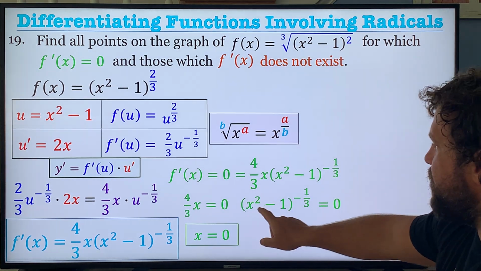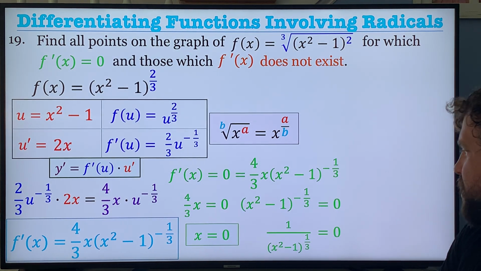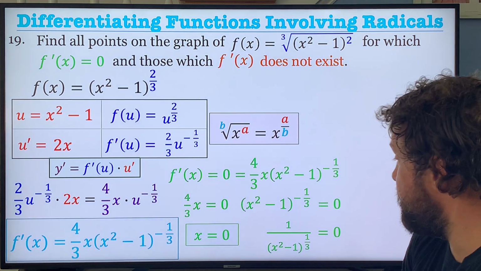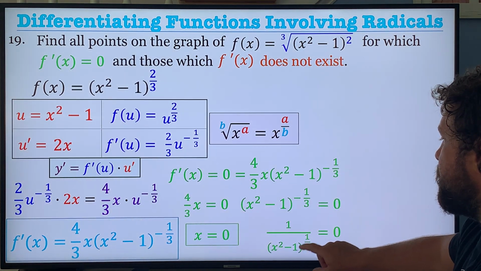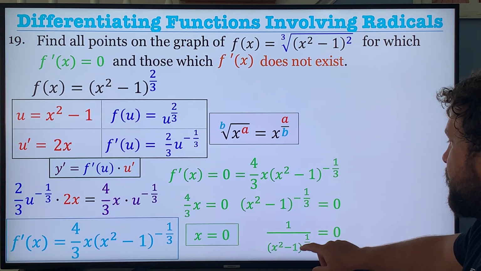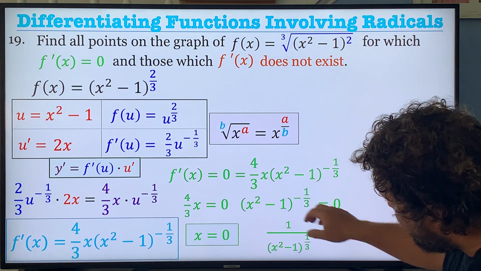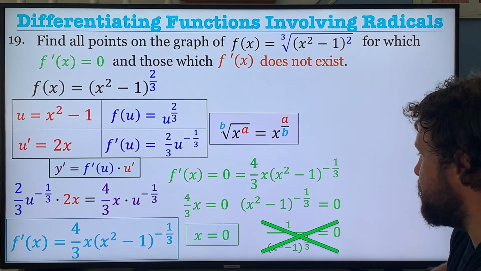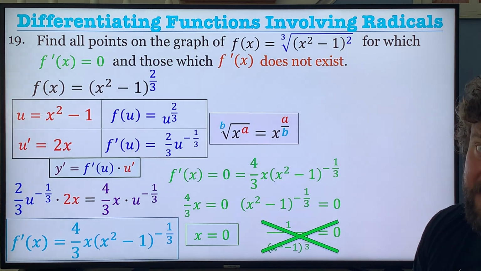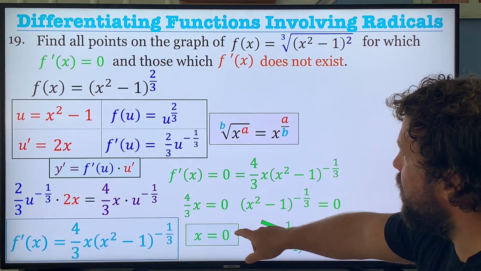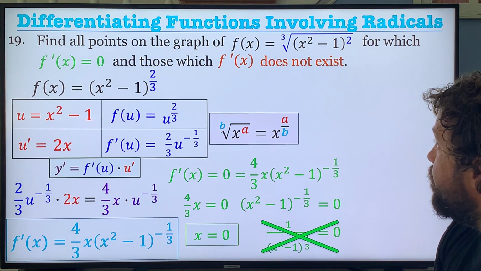So x is 0. Now x squared minus 1 to the negative 1/3. When this equals 0, it means 1 over the cubed root of x squared minus 1, 1 over that equals 0. Because you do not have 0 in the numerator, this will never equal 0. There's no way to make it equal to 0. So we don't really care. I was just going to gloss over that and skip it, but I guess I threw in the lesson. So f prime x equals 0 at x equals 0.